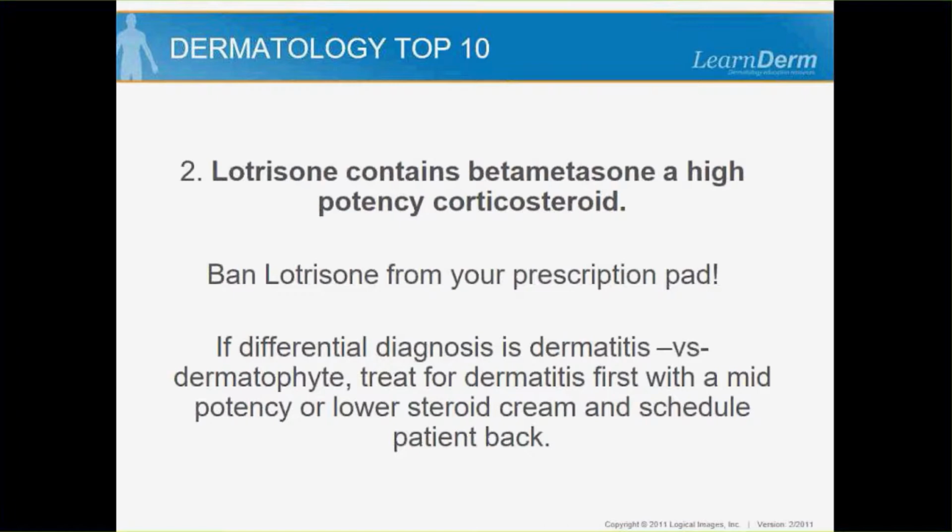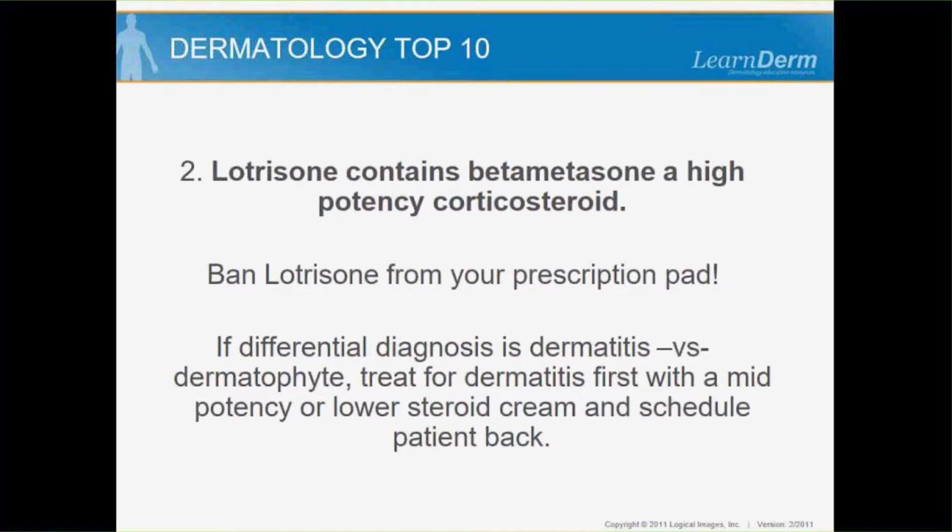If the differential diagnosis of a patient with scaly plaques is dermatitis versus fungal infection, what you should do is treat for dermatitis first with an appropriate strength of a topical steroid. If the dermatitis is in a fold, you're not going to prescribe a super potent topical steroid. Topical steroids are scored on a scale of 1 to 7, with 1 being mild, that would be over-the-counter 1% hydrocortisone. A 7 would be the super potent topical steroids like betamethasone or clobetasol.